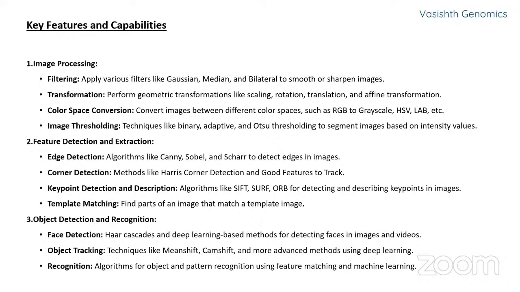Then you have feature detection and extraction. Edge detection: algorithms like Canny, Sobel, and Scharr to detect edges in images. Corner detection, like Harris corner detection and good features to track. Keypoint detection and description algorithms like SIFT, SURF, and ORB for detecting and describing key points in images. Template matching, to find parts of an image that match a template image.